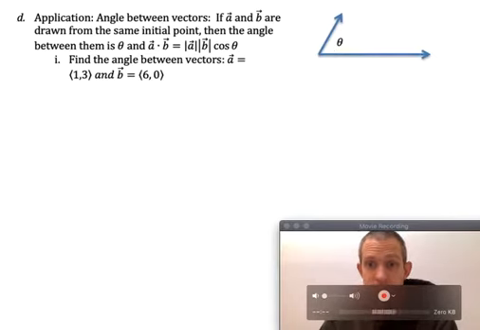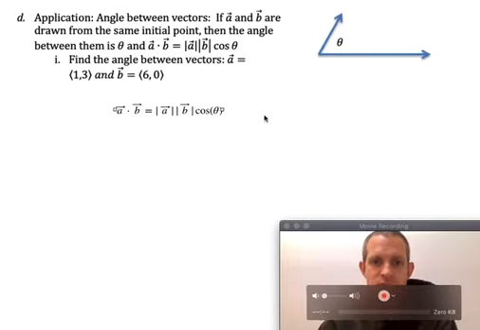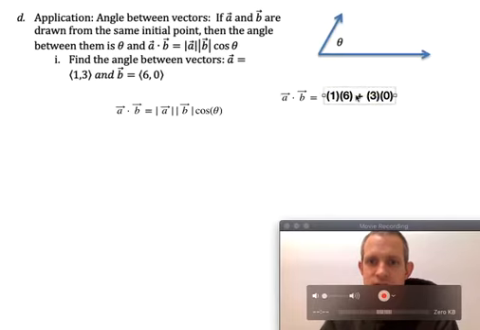In order to do that, I would suggest the first thing we do is write down this general equation: a dot b is equal to the length of a times the length of b times the cosine of the angle between them. And then we'll go about trying to find each of those things. So the dot product is, in this case, 1 times 6 and 3 times 0 added together. And so that would be 6.